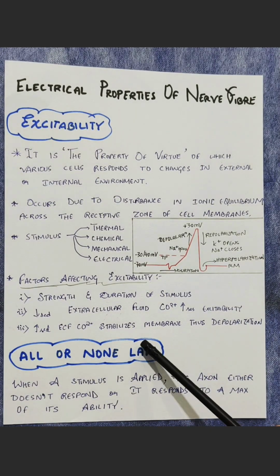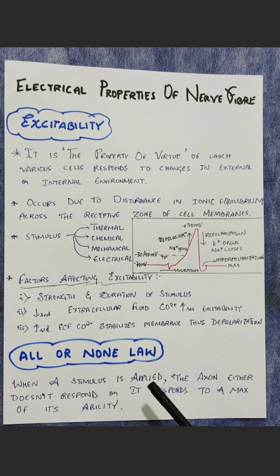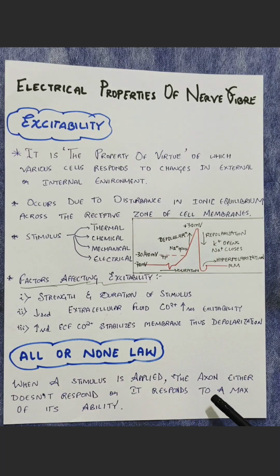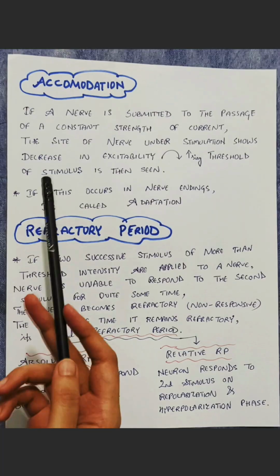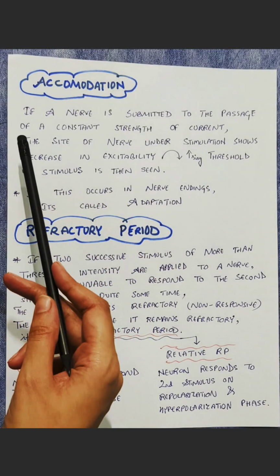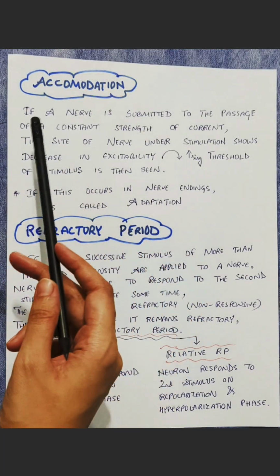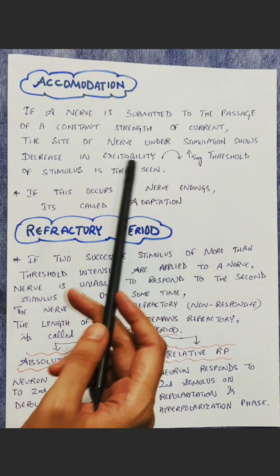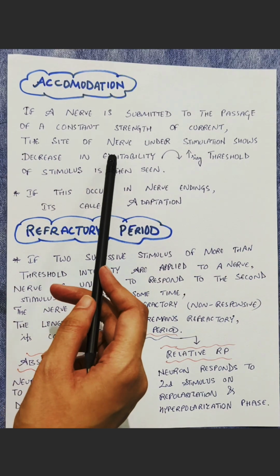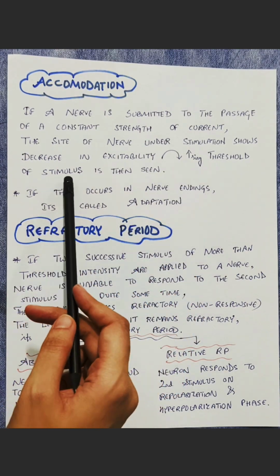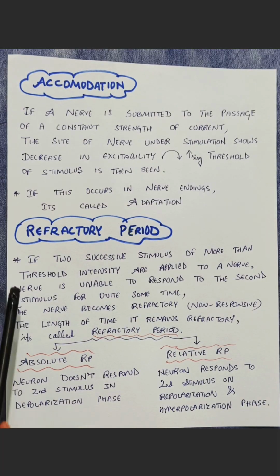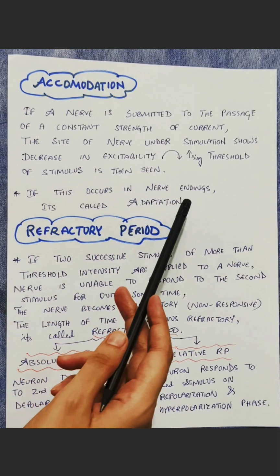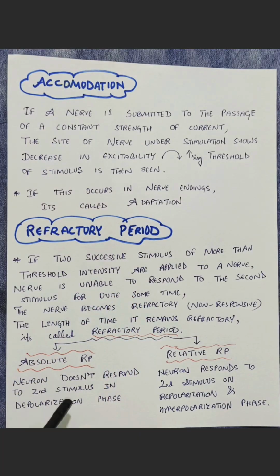Next one is the all or none law, which says that when a stimulus is applied, the axon either doesn't respond or it responds to a maximum of its ability. Next is accommodation. So that says that if a nerve is submitted to the passage of a constant strength of current, the site of the nerve that is under stimulation shows decrease in the excitability, thus increasing the threshold of the stimulus. And if this occurs in nerve endings, it is called adaptation.